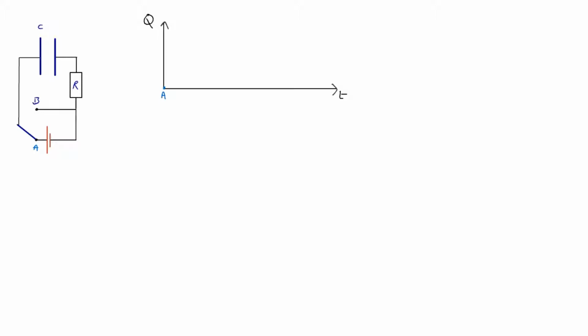So, you might want to have a guess. If you want to, pause and have a guess, but it's going to look something like this. And it'll tend towards a maximum value. We can imagine now that at that moment we decide to toggle the switch and move it to position B. So let's imagine we do that.